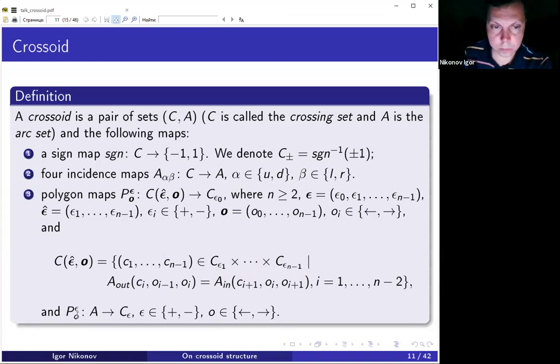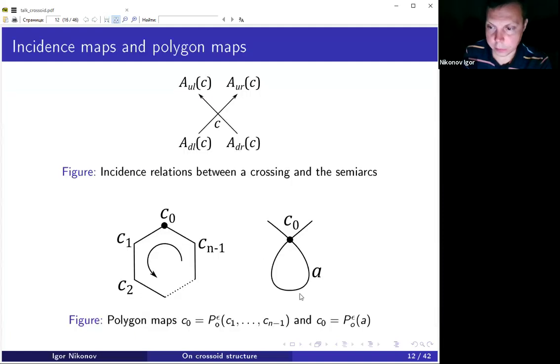And for a one-gon loop, we have a map from the colors of arcs to the colors of crossings. In this case, we have the following picture. So we have a one-gon loop. We have some color of this edge, and this color determines the color of the crossing C0. So we have these maps, the structure.